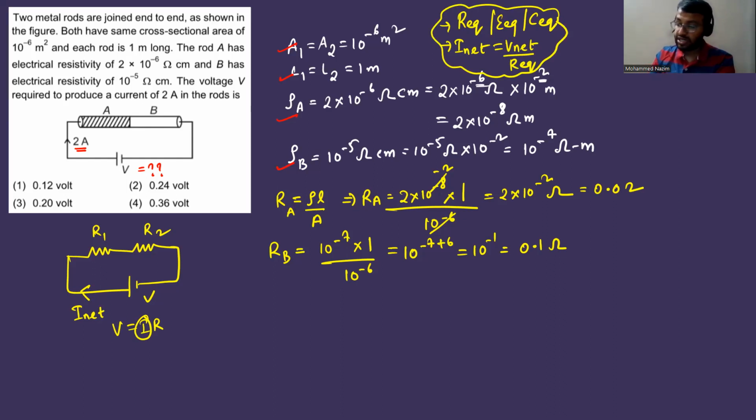So therefore, I found the resistance values. I need to find the equivalent resistance. So if I simply apply this, V, total voltage equals total current times resistance. Total current is given as 2 ampere, and how are the resistors connected? They are connected in series.